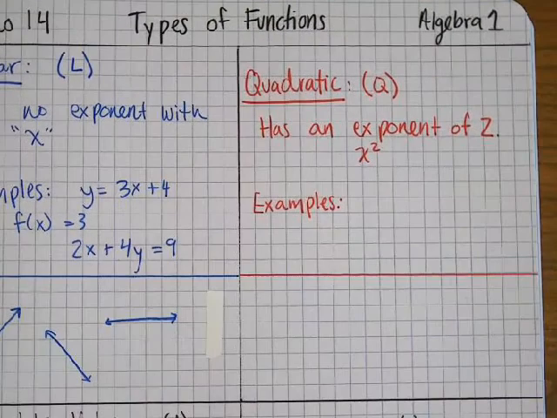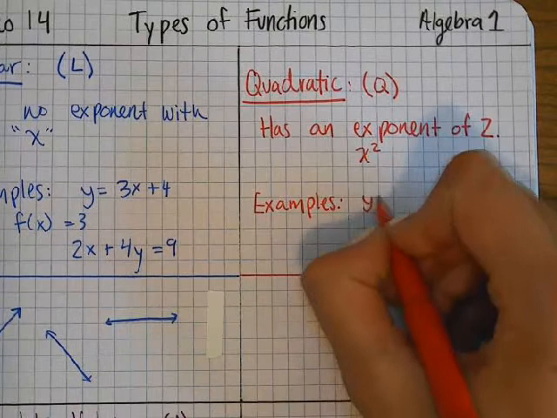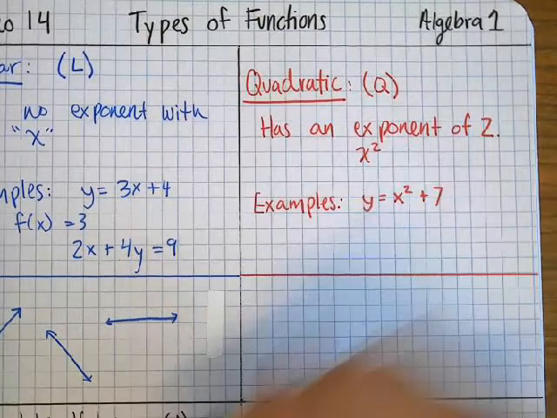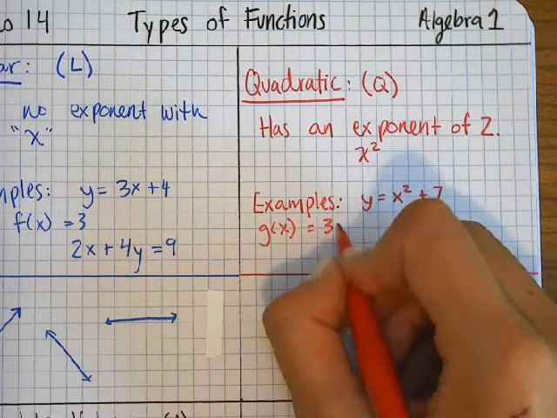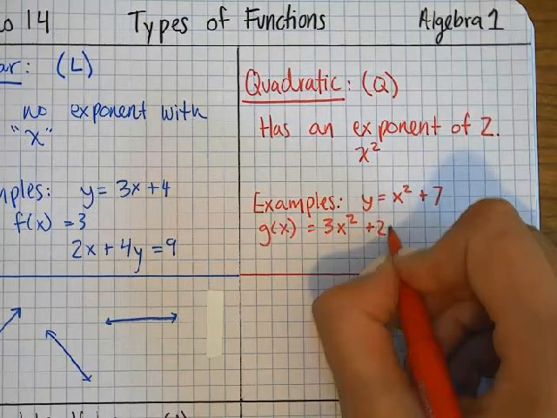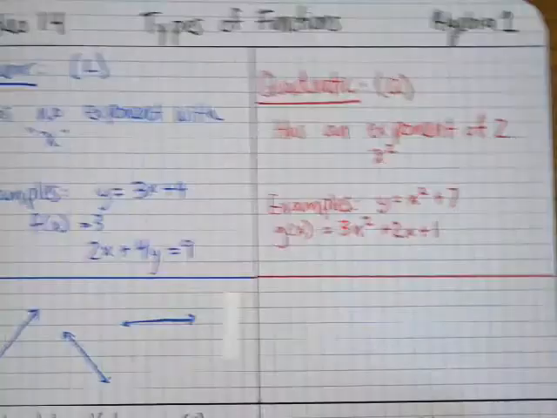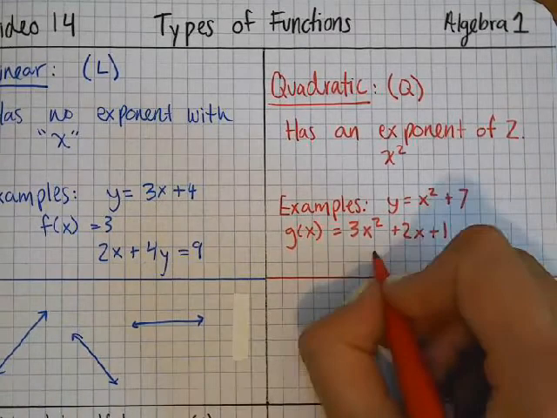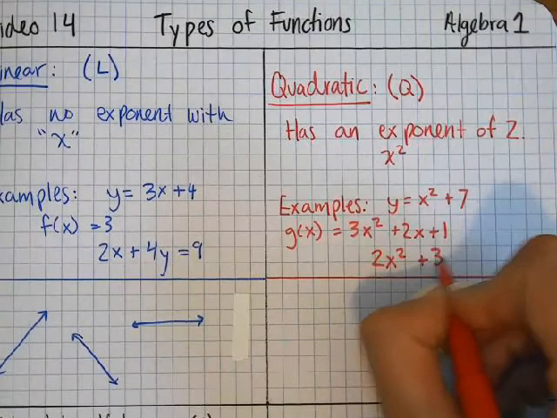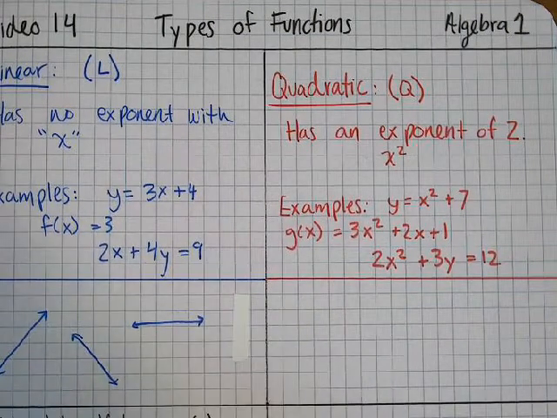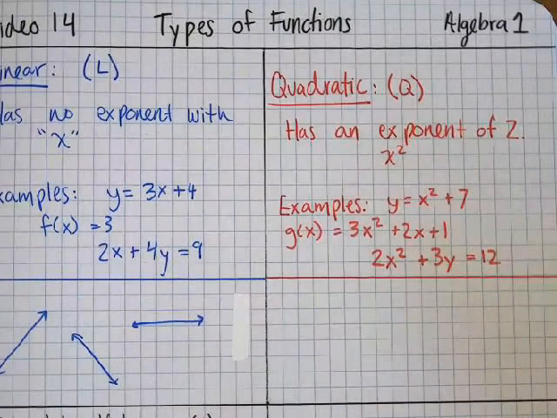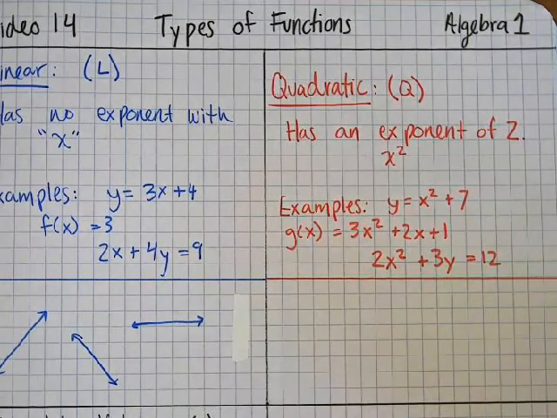With quadratics, okay, these have an exponent of 2, so it's going to be something with an x squared in it. So we could have y equals x squared plus 7, maybe g of x equals 3x squared plus 2x plus 1. We could have 2x squared plus 3y equals 12, okay? And those are all just examples. We could have anything, it just has to have an x squared, and x squared is the highest exponent that it has, okay?